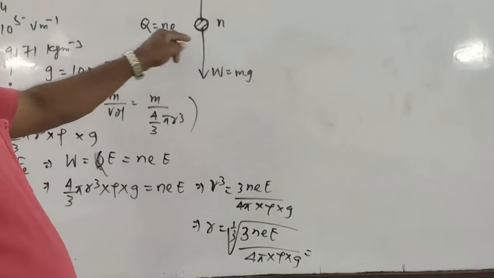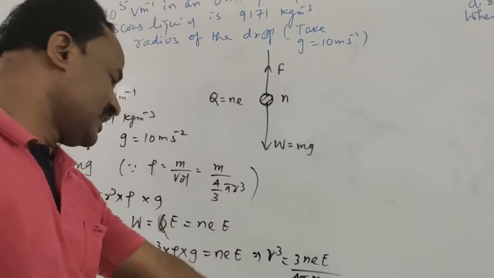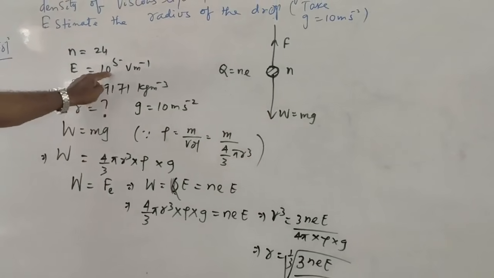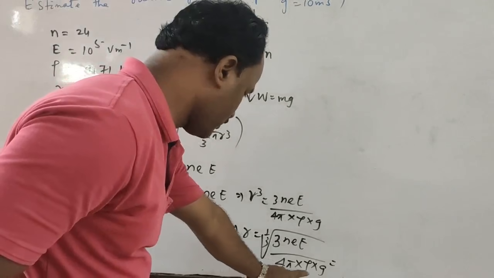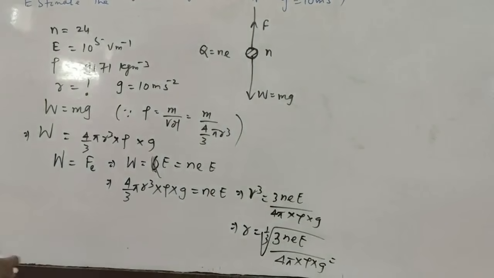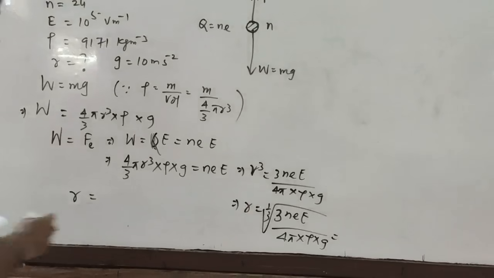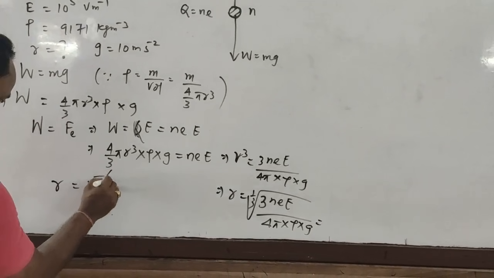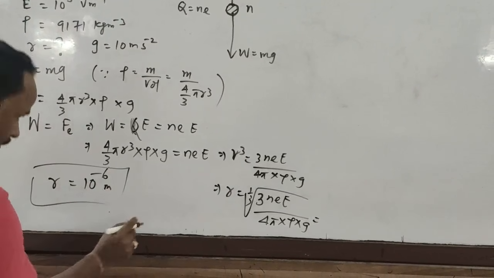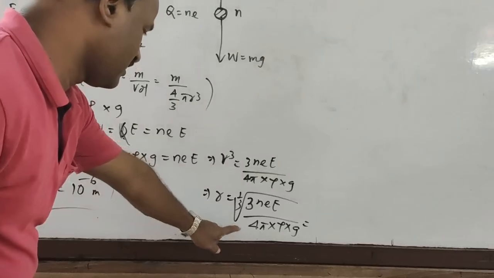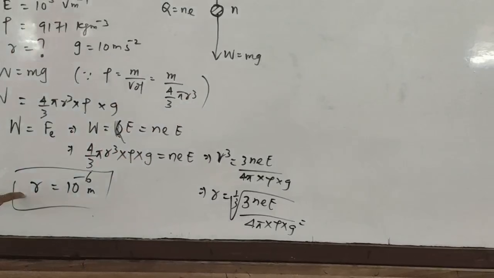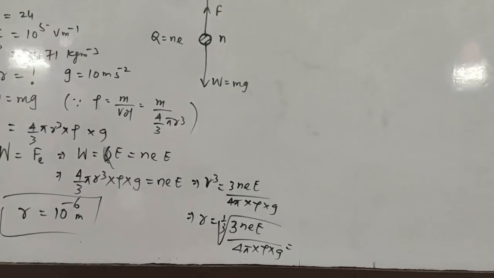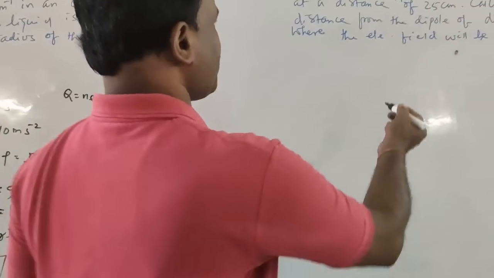n is given, 24. e is already known, 1.6 times 10 to the minus 19. Capital E is given, 10 to the 5. Pi value is known. Density is given. g is given. So solving this, you will get the answer around 10 to the power minus 6 meter. Clear? Substitute the known values here. Evaluating that, finally you get r is equal to 10 to the minus 6 meter. Clear? Next, another question.